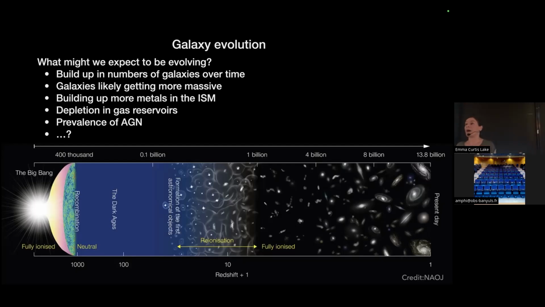They're going to be getting more massive in terms of their stars, because they'll be forming stars as they go. There'll be mergers and all these other processes. We're going to see the amount of metals in their interstellar medium changing as successive populations of stars form and spew out those metals into the ISM, and other processes happening. We'll probably see depletion of the gas reservoirs as that fuel gets used up to make stars. And then there are all these other amazing things, like the prevalence of AGN and other exotic stuff going on.